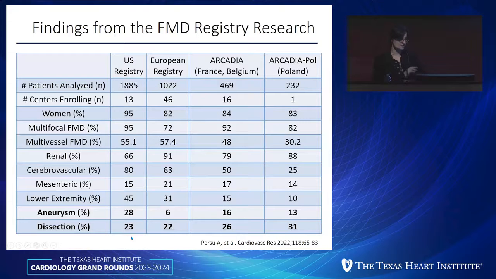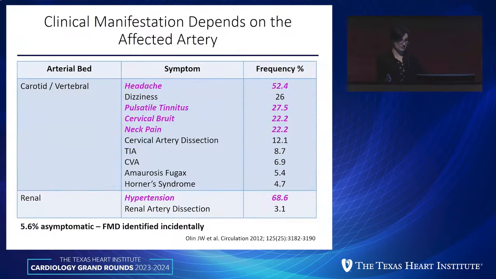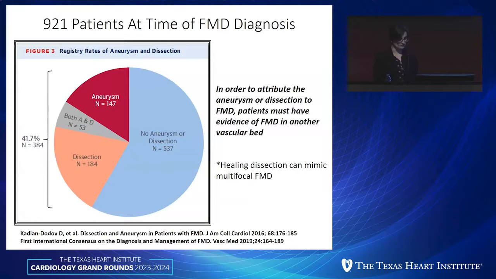Important to know, though, that people are not getting systematic imaging of all the vascular beds, so that might be underrepresented, and I'll talk a little bit more about that. When it comes to FMD, your manifestation really depends on the artery that's involved. So if you have neck artery involvement, headaches, pulsatile tinnitus, very common, cervical bruit, any ischemic type symptoms are usually related to dissection. Renal artery, far and above, hypertension is the presenting sign of FMD. And then about 6% or so have FMD identified incidentally in the US registry.